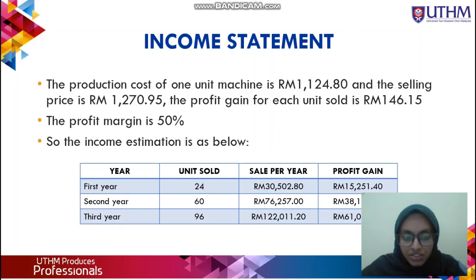The income statement: the production cost of 1 unit machine is RM1,124.80, and the selling price is 1,270 ringgit and 85 cents. So the profit gain we get from each unit sold is 146 ringgit and 50 cents, and the profit margin is 50%. So the income estimation is as in the table below.